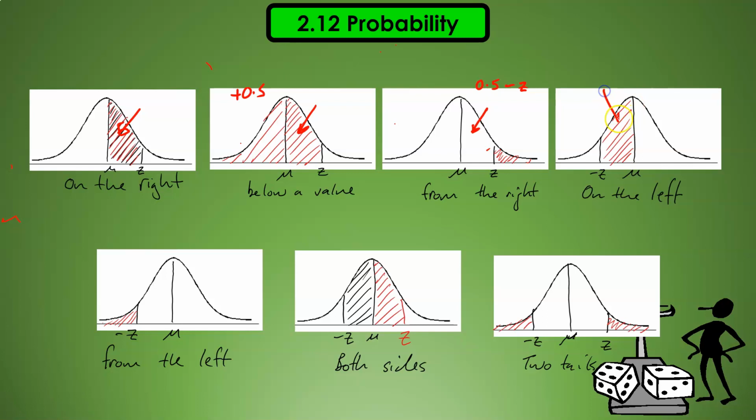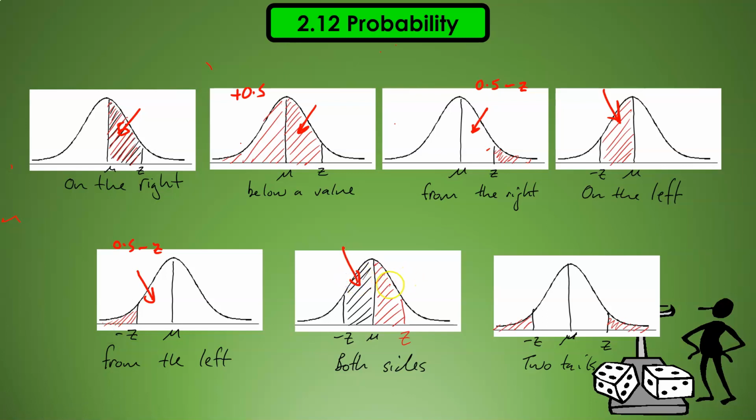On the left is basically the same as on the right, and so you just read it straight off the table. And from the left is very similar to from the right. It just happens to be that the Z values are negative. So you find out the area of the white area, and you take that away from 0.5 to be left with the red area. So these are all things that we've done before in previous lessons.